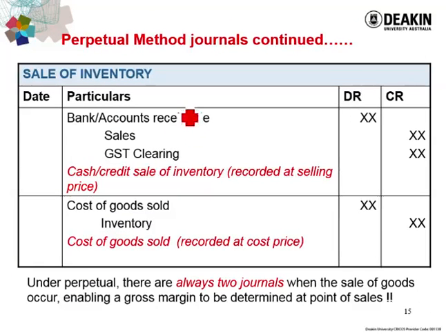When we sell inventories, we debit bank or accounts receivable, and again, this amount includes GST. We credit sales revenue at selling price net of GST, so meaning when you credit sales revenue, never include the GST. And you credit GST clearing. When you credit GST clearing, it means you have GST payable, which is a liability.